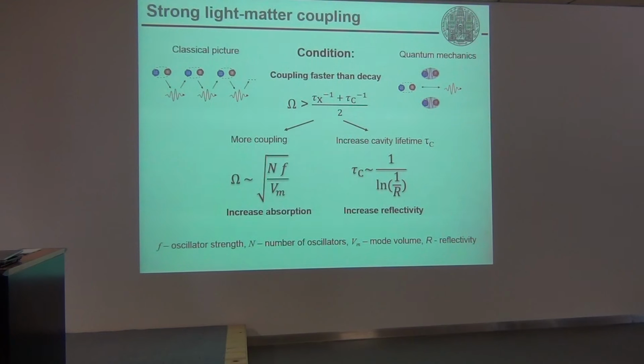We can actually get to both of these conditions. You also get more coupling if you have more oscillators. So here we have the oscillator strength, but also the number of oscillators, and this is the mode volume. And you can increase the cavity lifetime by basically using better mirrors. Maybe instead of gold mirror or silver mirror, you use a DBR mirror.